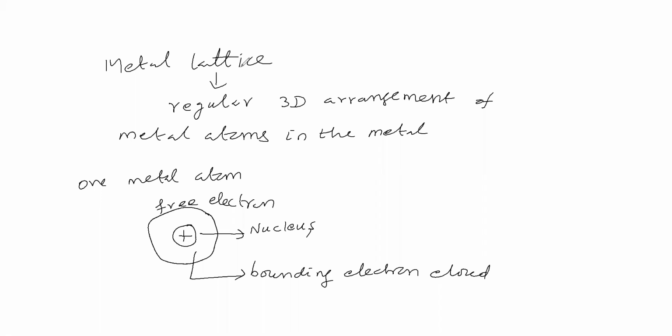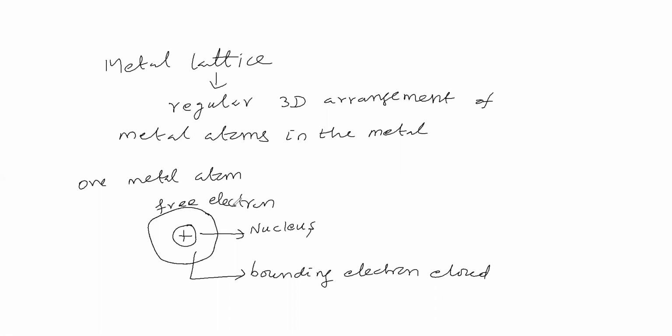Sir, what is meant by free electron? We got an idea. Understand that this free electron will not be present around only one metal atom. It is not only present around the nucleus of this metal atom. It will go throughout all the metal atoms continuously. That is called a free electron.